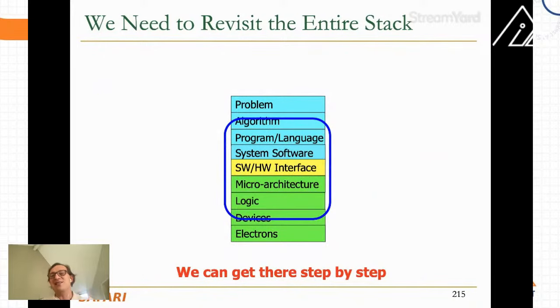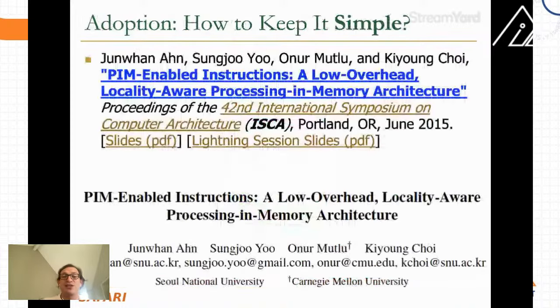Okay, so as I said, I think eventually we need to revisit the entire stack, but we can get there step by step. And I showed you some examples of step by step, offloading simple functions, for example, doing data copy and initialization using processing using DRAM. I will not go into a lot of detail over here, but I will flash some papers. We need to keep it simple, so some works that we have done targeted keeping it simple.